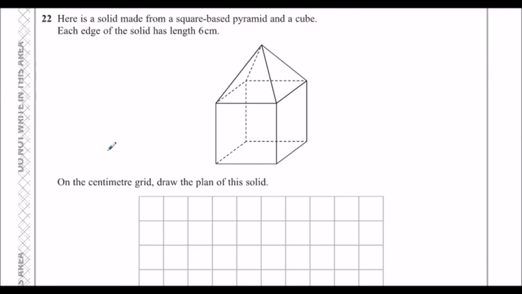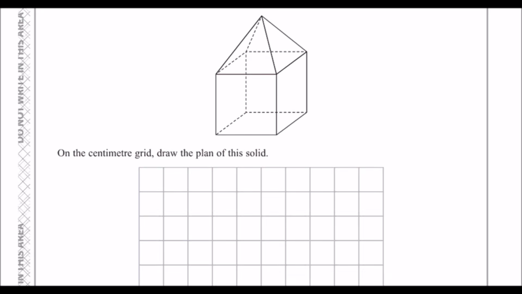Question 22. Here is a solid made from a square based pyramid on top and a cube on the bottom. Each edge of the solid has a length of 6 centimeters. On the centimeter grid, draw the plan, so that's the view from the top down of this solid. So it's 6 centimeters in every direction, and we've got a square base pyramid on the top.